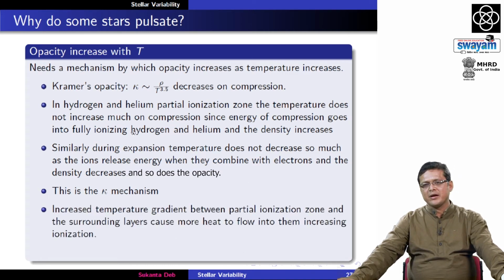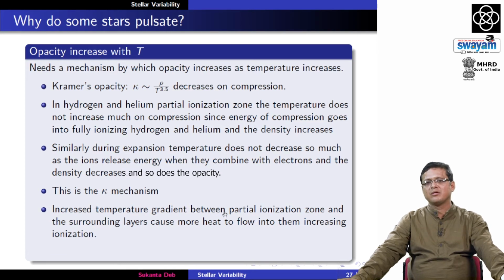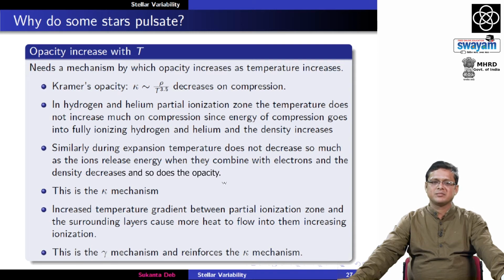Now, there exists a temperature gradient between the partial ionization zone and the surrounding layers. The surrounding layers are at a higher temperature as compared to the partial ionization zone, and because of the temperature gradient, more heat flow diffuses into the ionization zone, which causes more ionization. This is called the gamma mechanism, and it reinforces the kappa mechanism.